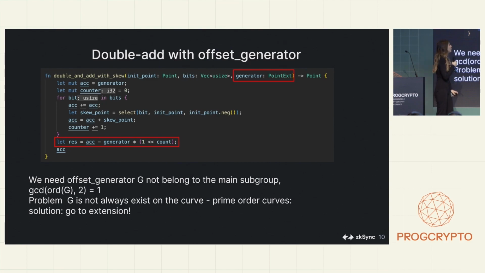So why do we add the counter? Every time you double a point, the generator becomes bigger, and you need to subtract it in the end to get the original result. That's why you multiply this generator by the amount of doublings. And it's good to say that the generator we take shouldn't have an order of 2.